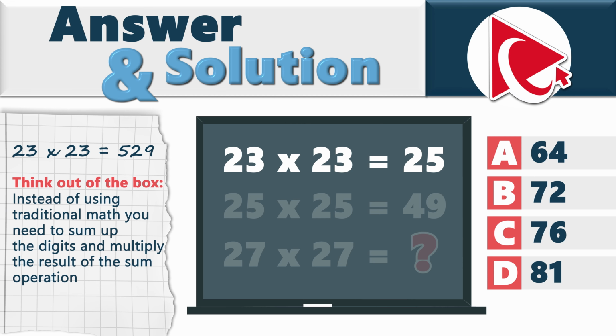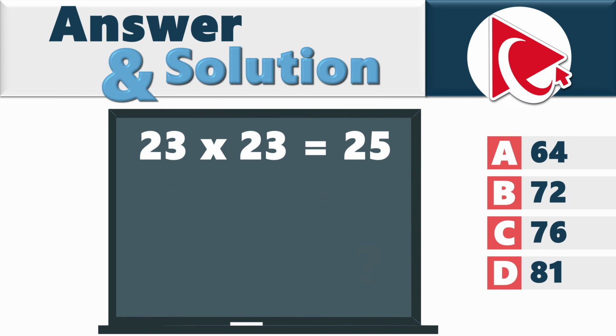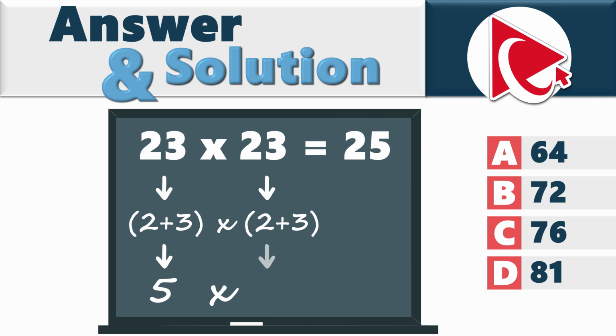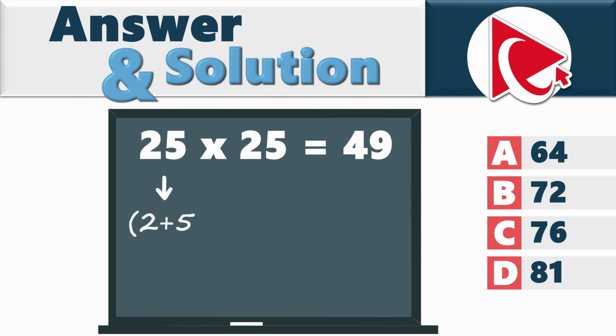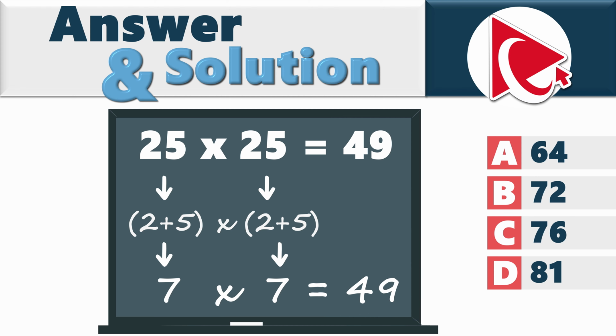Instead of using traditional math, you need to sum up the digits and multiply the results of the sum operation. Let's look at the example. For example, 23 by 23 would be 2 plus 3 in parentheses multiplied by 2 plus 3, which would be 5 multiplied by 5, and the result of this would be 25. The second expression would be 2 plus 5 in parentheses multiplied by 2 plus 5 in parentheses, which would be 7 by 7, equal to 49.